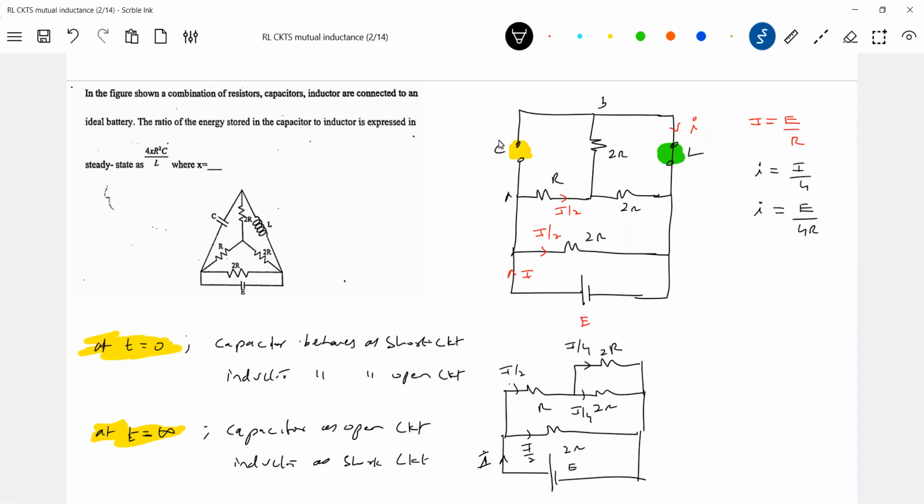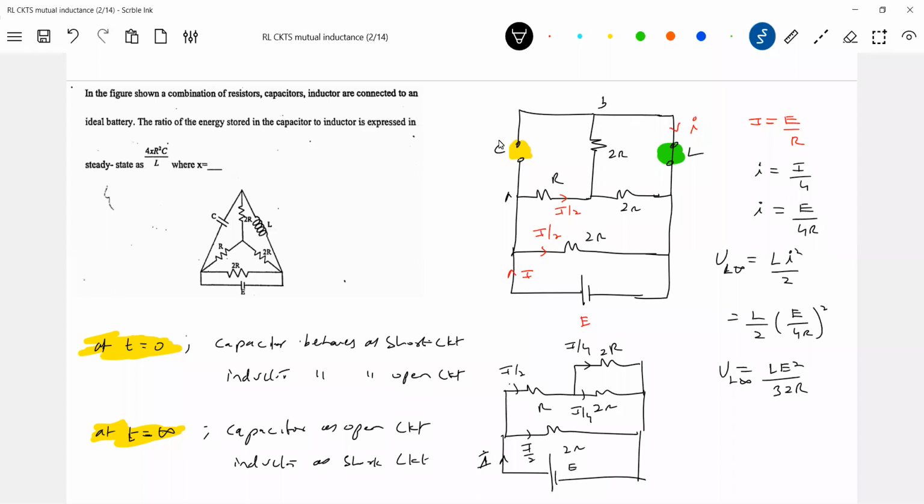Now write the loop equation. Now let's calculate the energy across the inductor. Energy across the inductor in steady state, what should be the formula? L I square by 2. L by 2 into (E by 4R) square. So L E square by 32R square.